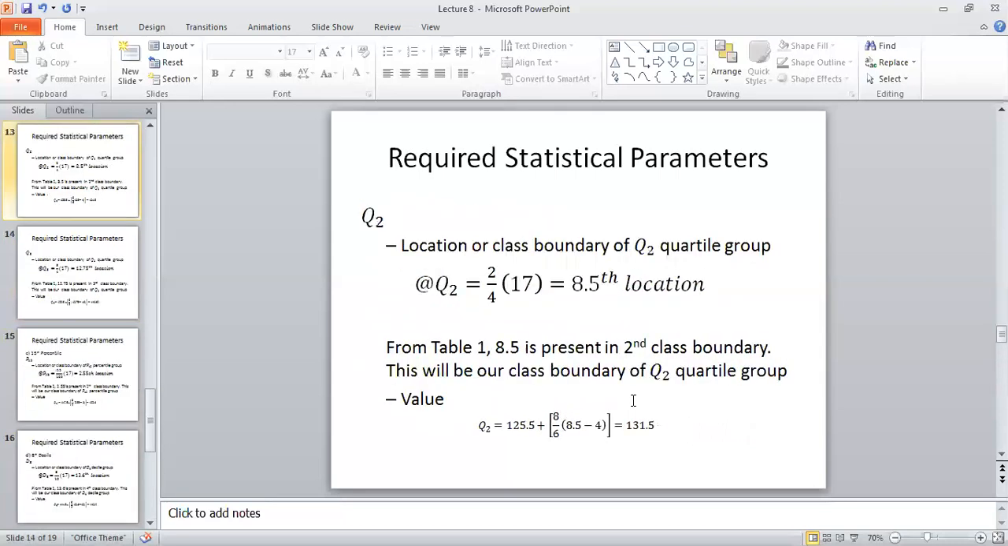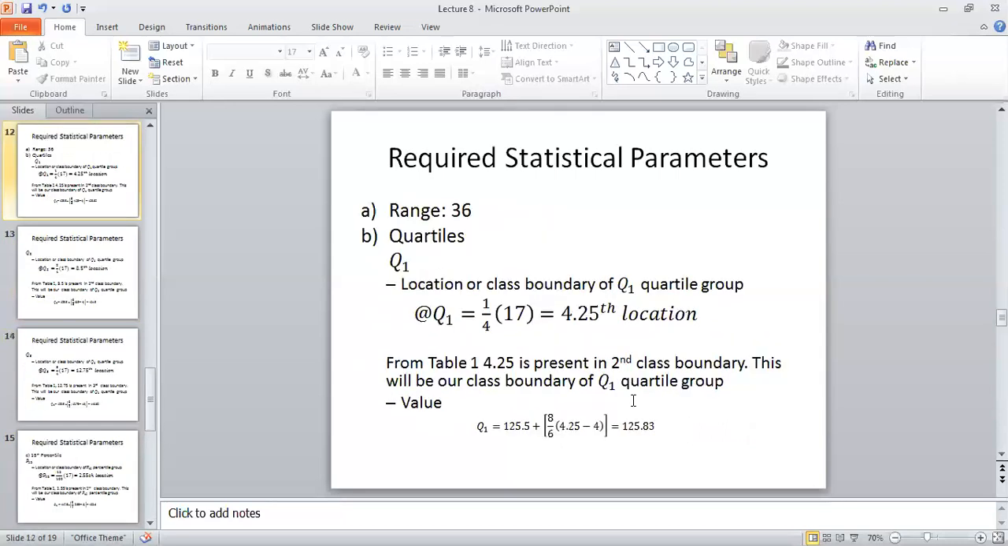One thing that was remaining is the range, which we had calculated earlier. It is the difference between the maximum value of the data set and the minimum value of the data set. Our maximum was 154 and minimum was 118. The difference of the two gives a value of 36. So that's how we have calculated all these. We have done the calculations for all these statistical parameters.